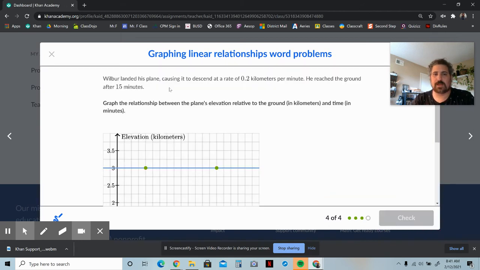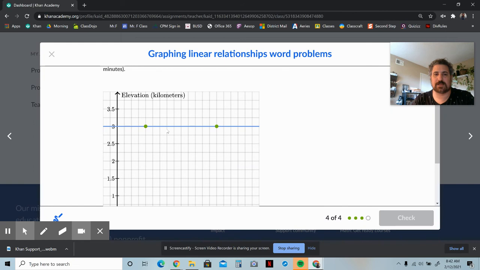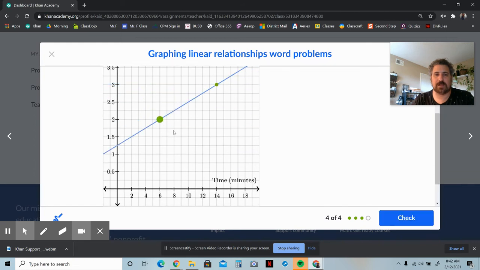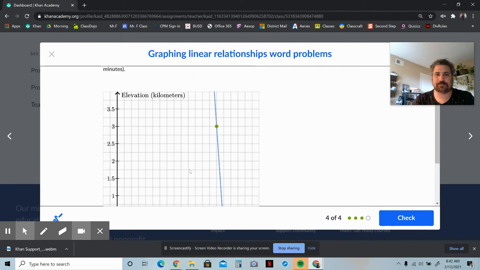All right. Wilbur landed his plane, causing it to descend at a rate of 0.2 kilometers per minute. He reached the ground after 15 minutes. Graph the relationship between the plane's elevation relative to the ground in kilometers and time in minutes. So what that's telling you is that his elevation is 0 after 15 minutes. So when the minutes is 15, his elevation is 0. So that's his x-intercept, right?